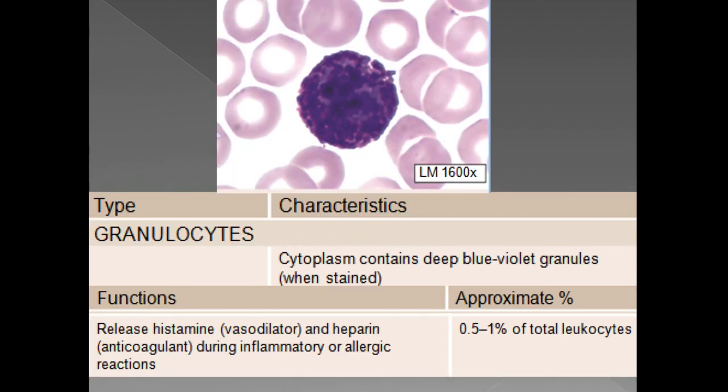The last type of granulocyte is a basophil, B-A-S-O-P-H-I-L. What the anatomy of this cell looks like is it's a rather large cell, and it has so many dark purple granules, you can't even really see the nucleus. So all you see here is just a cytoplasm filled with these dark purple granules.